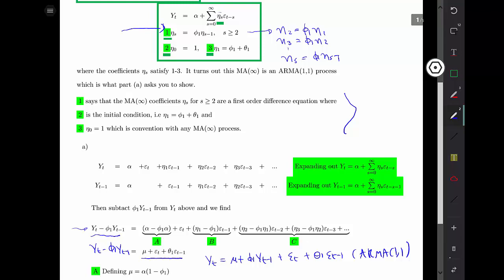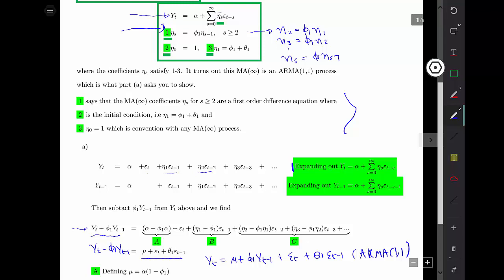Well, firstly, use this equation here to write yt, just expanding out. We're just going to get alpha plus, at s equals 0, we're going to get psi 0 times epsilon t. Then s equals 1, we're going to get psi 1 epsilon t minus 1. And keep going and expand out the sum, and we can keep going forever and ever and ever.